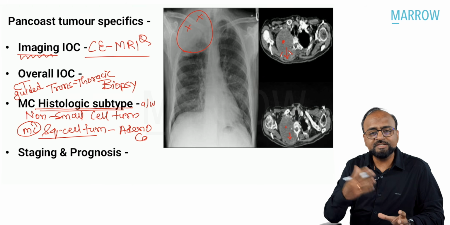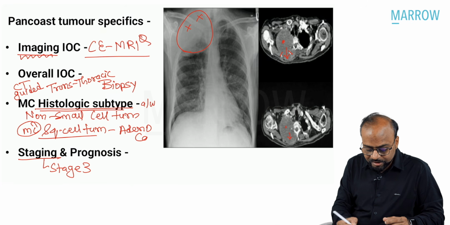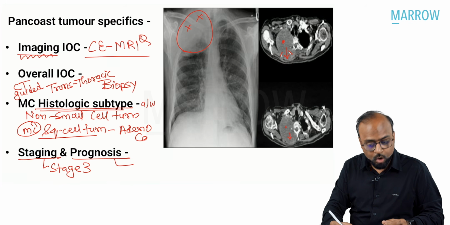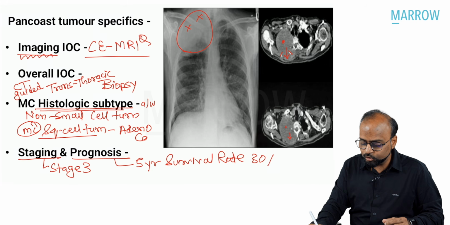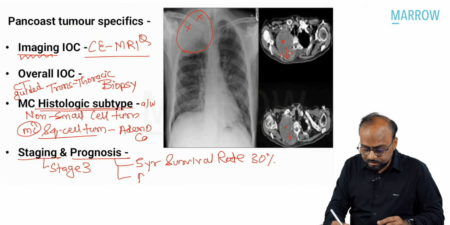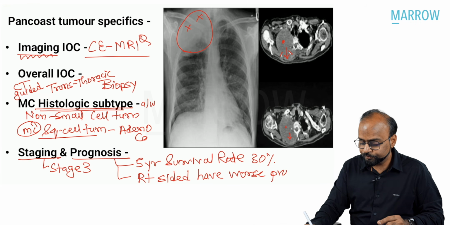Remember, overall staging and prognosis wise, it is not good. They are usually at least stage 3. When they are detected, the overall prognosis is not good. A 5-year survival rate is usually about 30%. And for some reason, right-sided Pancoast tumors have a worse prognosis than left-sided tumors.